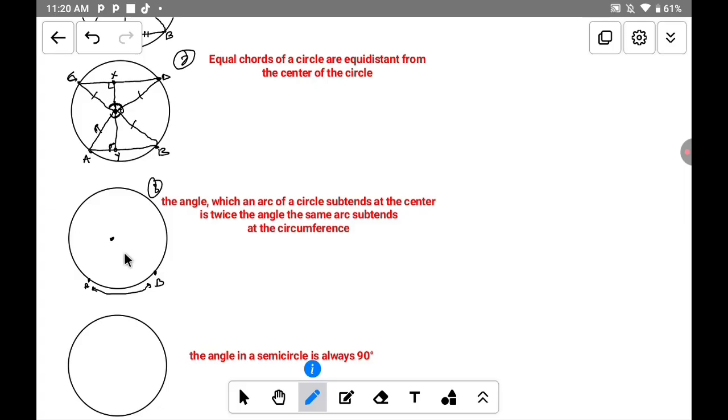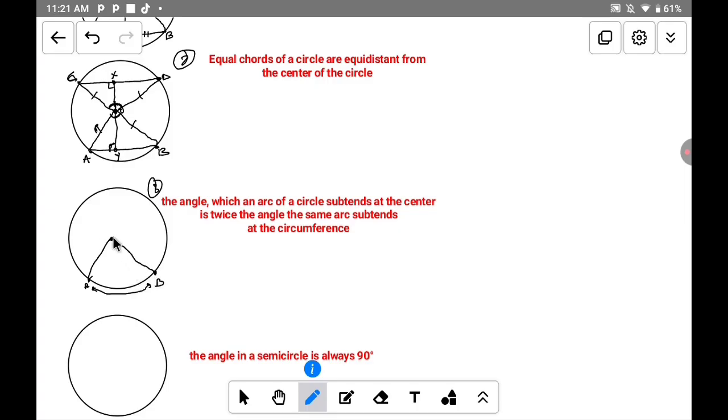That's what I mean by arc. An arc is any part of the circumference. Now, let's say you have an arc that is subtended at the center of the circle. From this way to this way, we have a radius, here to this place that subtends this arc.